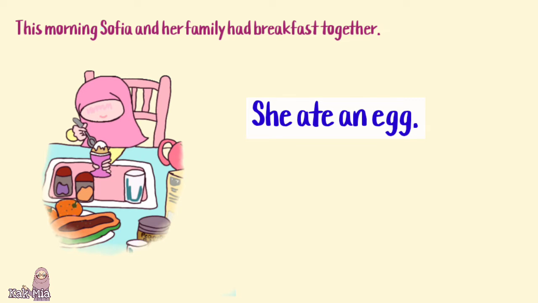Look at the first sentence. She ate an egg. To change a sentence into its passive voice, we have to make sure that the sentence has a receiver. So, we have to identify the sentence structure. Now, let's identify the sentence together. The first word of the sentence is she.